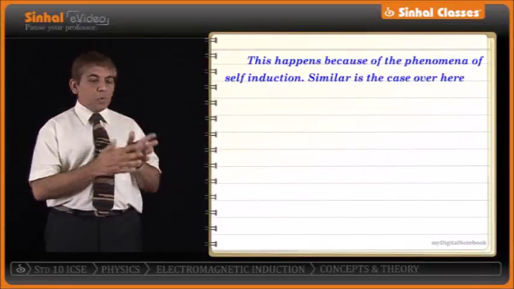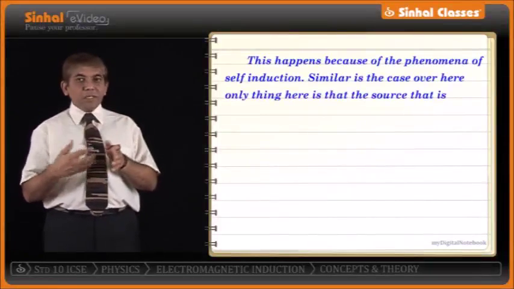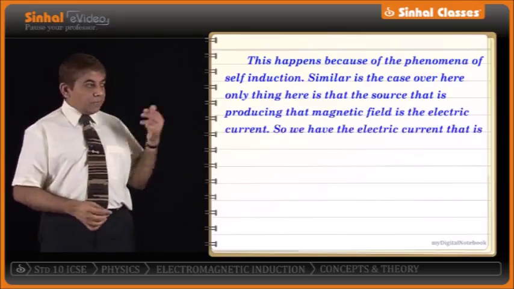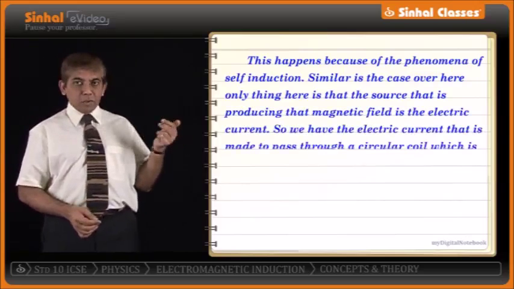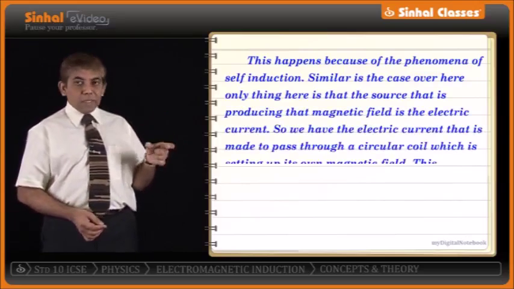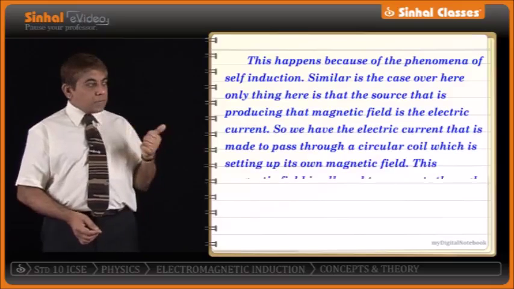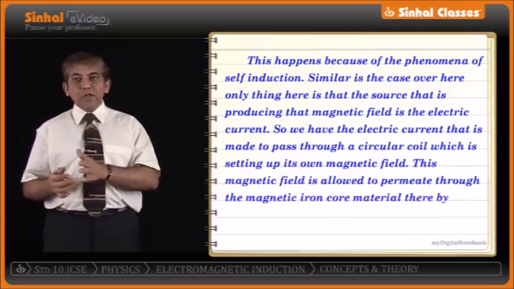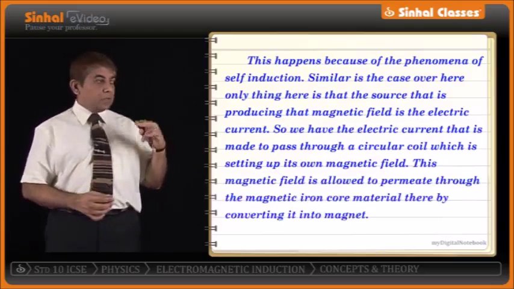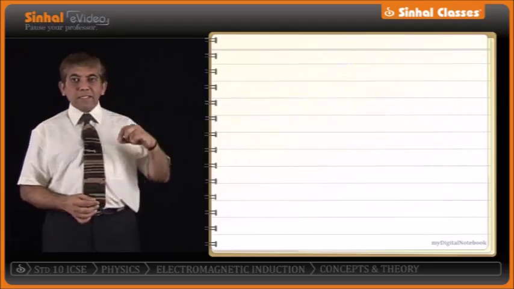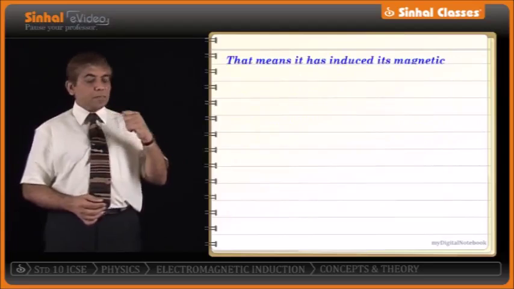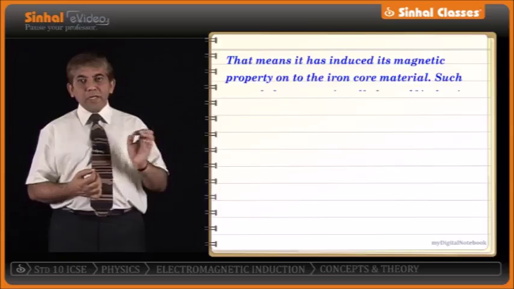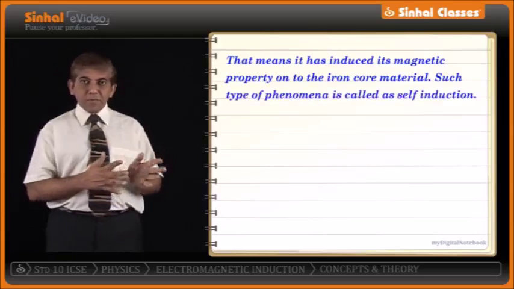Similar is the case over here. Only thing here is that the source that is producing the magnetic field is the electric current. So we have the electric current that is made to pass through a circular coil, which is setting up its own magnetic field. This magnetic field is allowed to permeate through the magnetic iron core material, thereby converting it into a magnet. That means it has induced its magnetic property onto the iron core material. Such a phenomenon is called self-induction. A very simple phenomenon.